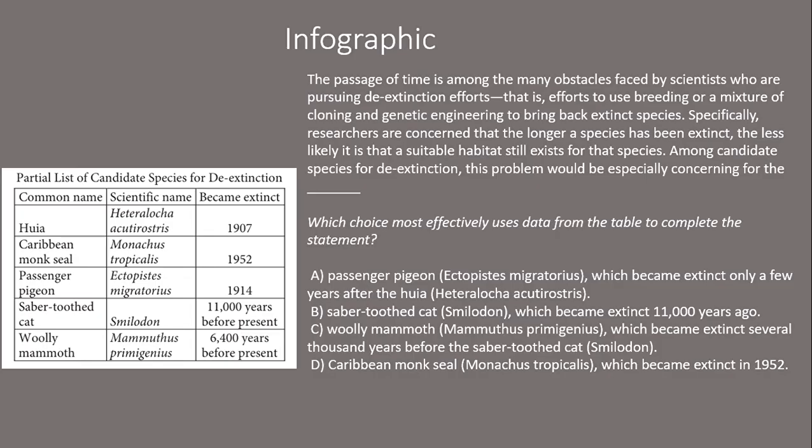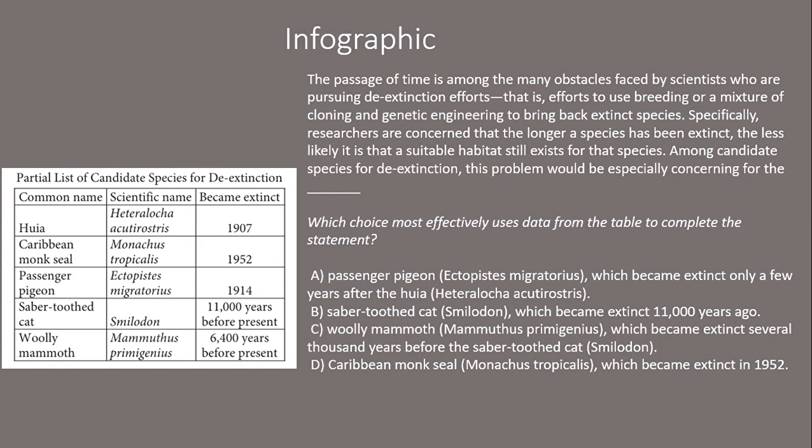Okay, now looking at the data here, I can say that the animal that died more recently should be the Caribbean monk seal. It went extinct in 1952, and that is the latest we have on the chart. And the oldest, the animal that has been dead and gone for a long time, is the saber-toothed cat. It went extinct 11,000 years before present. That's long ago.